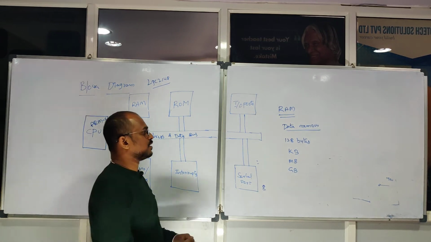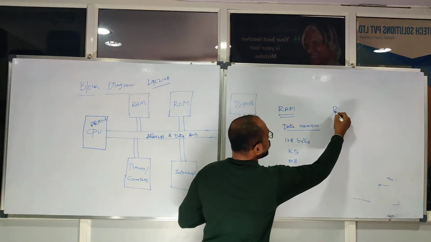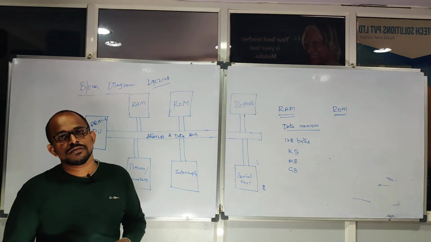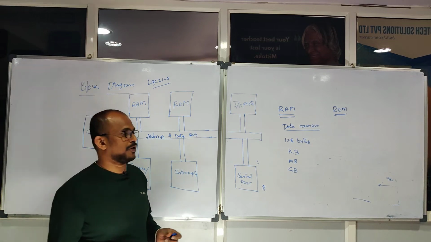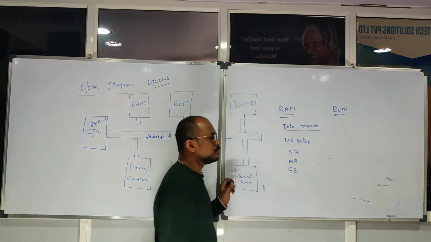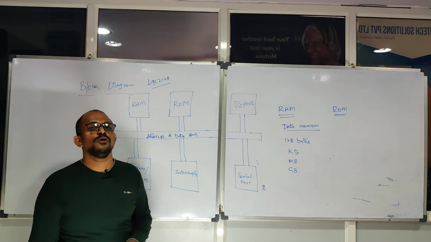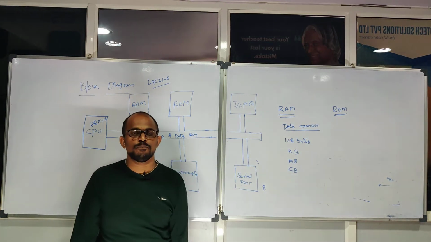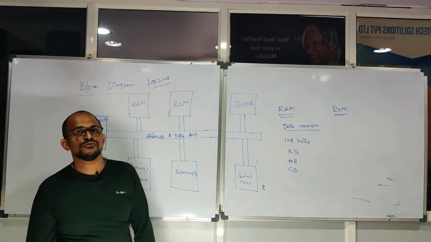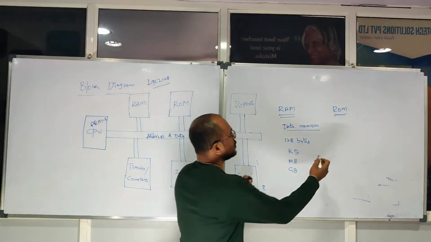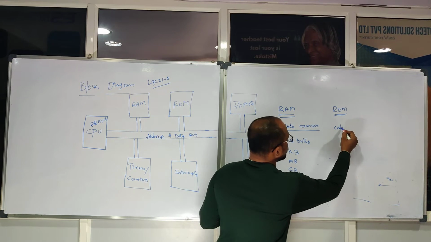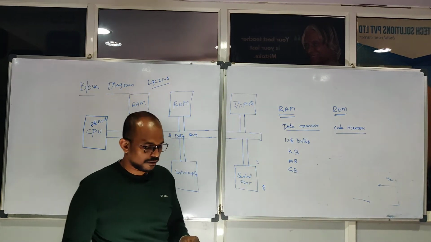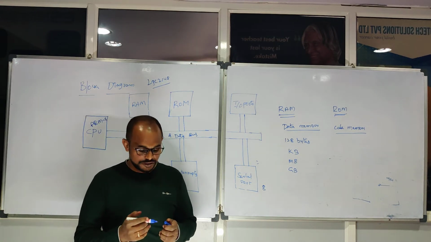And ROM stands for read only memory. This memory is used for permanent storage. So whenever you are trying to save any information permanently, you need to use this block, which is ROM. This ROM is used by applications to store the code or the program. So this memory is called code memory or program memory in microcontrollers.